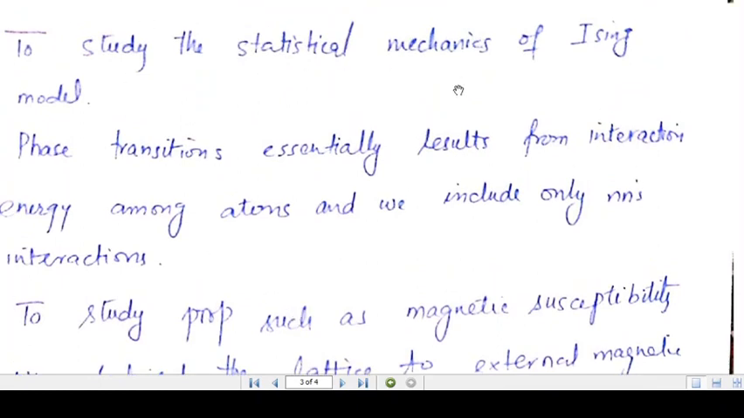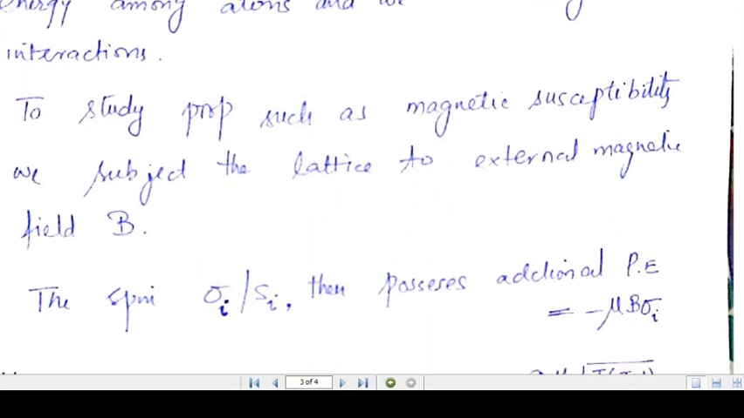To study the statistical mechanics in the Ising model, as we discussed, the phase transition essentially results from the interaction energy among atoms, and we include only the nearest neighbor interactions in the case of the Ising model. We can also study properties like magnetic susceptibility by using the Ising model. But for that, we have to apply an external magnetic field, and then we have to see the response of any material to the applied external magnetic field.